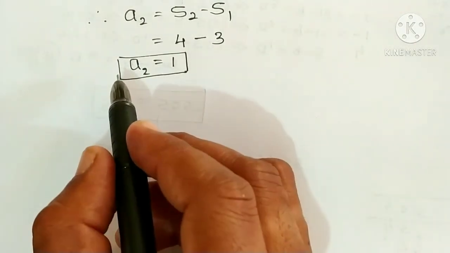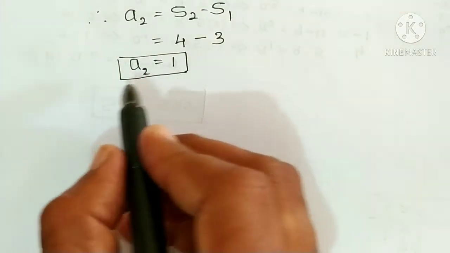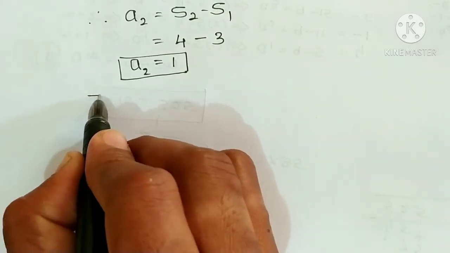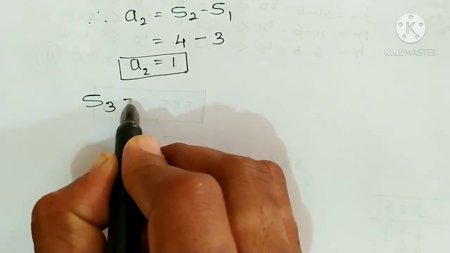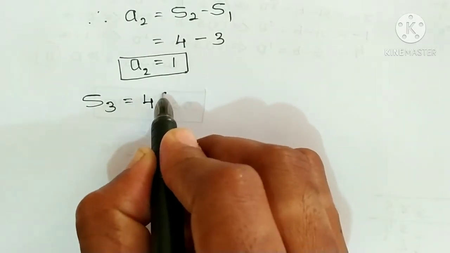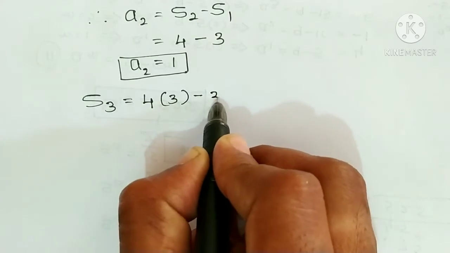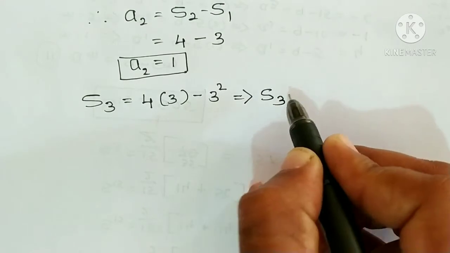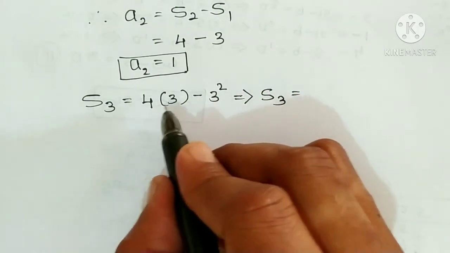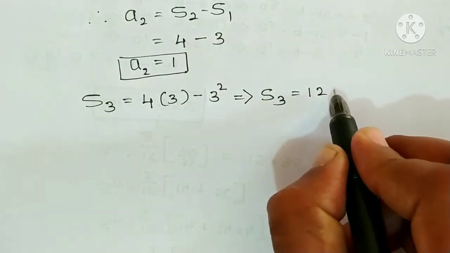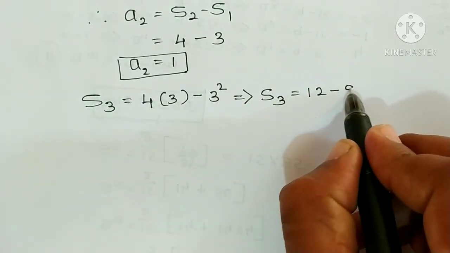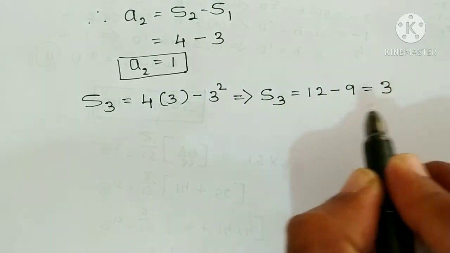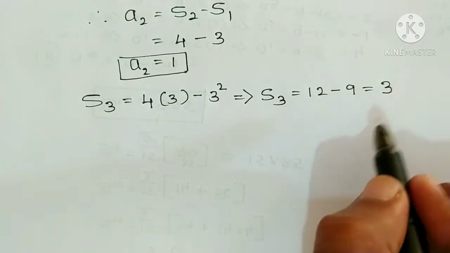Next point, to find the third term, here we should take n is equal to 3. So S3 is equal to 4 into 3 minus 3 square. So this implies S3 is equal to 4 threes are 12 minus 3 square is 9. 12 minus 9, here remaining is 3. That means S3 is equal to 3.